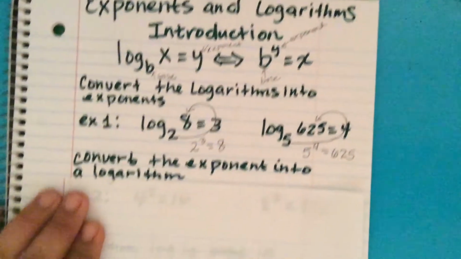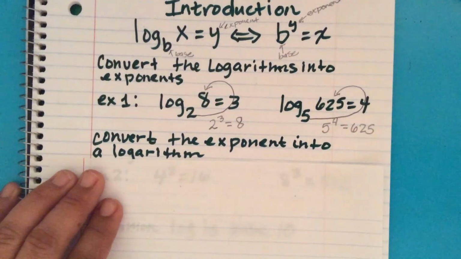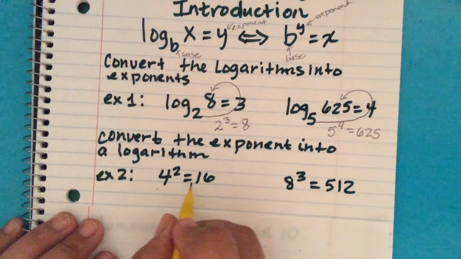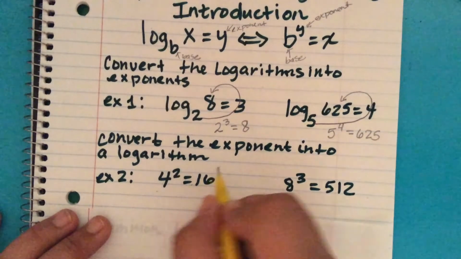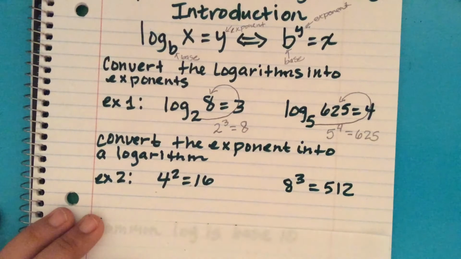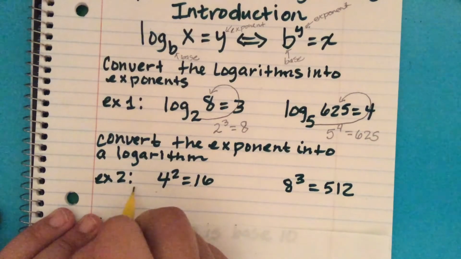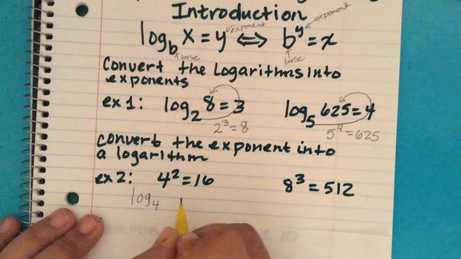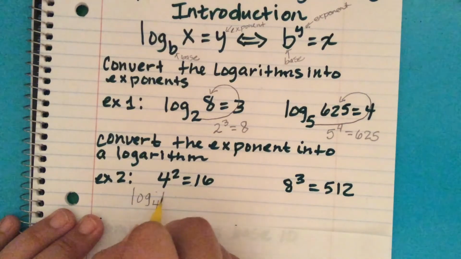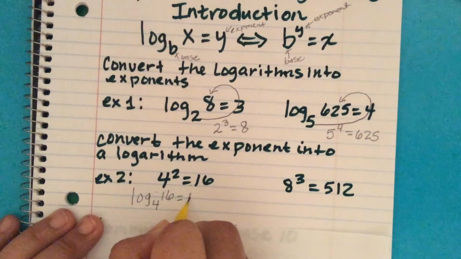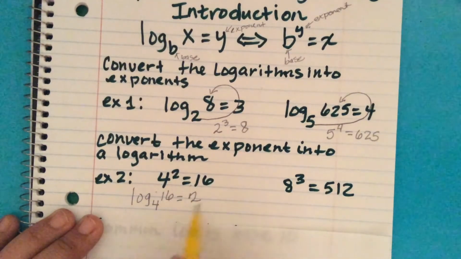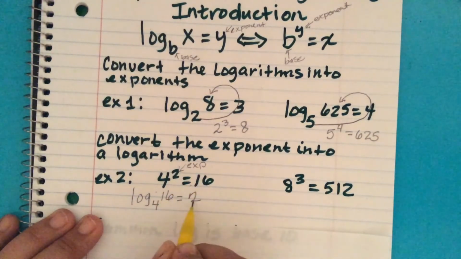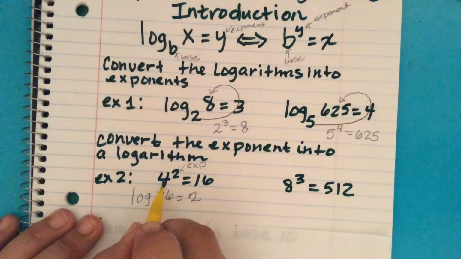So now converting the exponent into a logarithm, so going backwards, you have 4 squared is equal to 16. Then we're going to say the log base 4 of 16 is equal to 2. So this is your exponent. Okay, that's the exponent. So the log is always going to equal the exponent, and then 4 is your base.